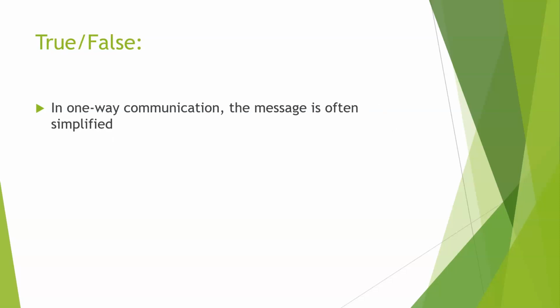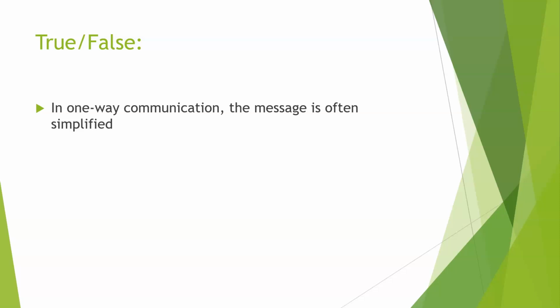In one-way communication, the message is often simplified, true or false. The correct answer is true. Think of this like the game of telephone that you used to play when you were a kid, and as you pass the message down from person to person, it would get simplified and then sometimes even distorted as it went on. And that is the same in even the way we communicate as adults.